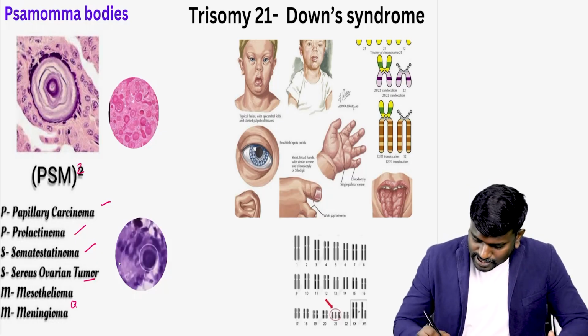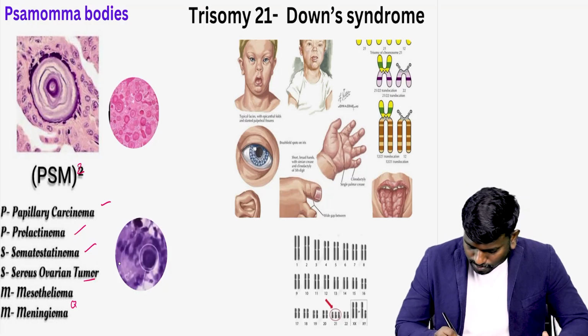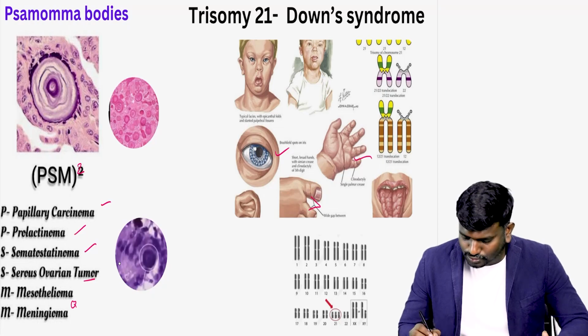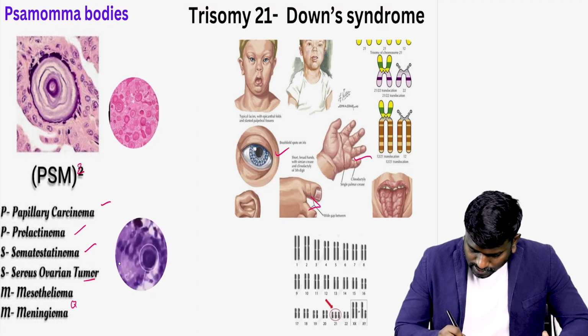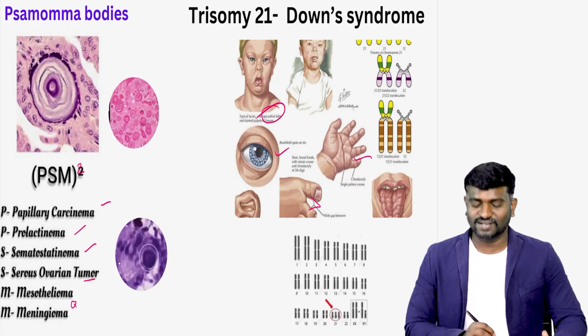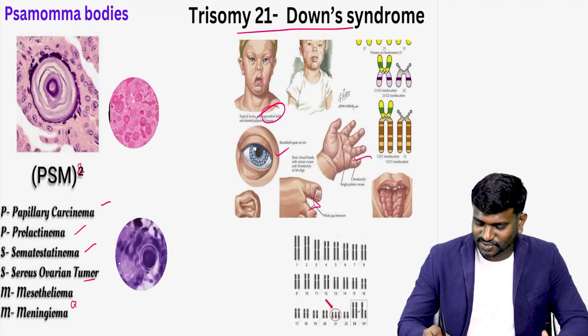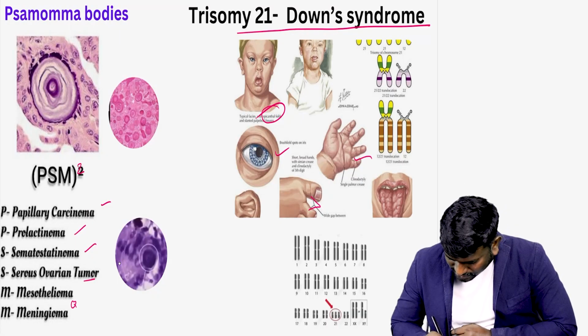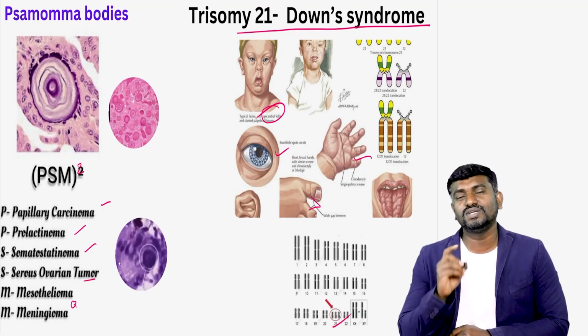Good. This image over here is showing what? Brushfield spots, clinodactyly, and a wide gap between the toes, along with epicanthic folds and slanted palpebral fissures. It is going to be trisomy 21, which is called Down syndrome. Yes, trisomy in Down syndrome, chromosome 21. Please remember.